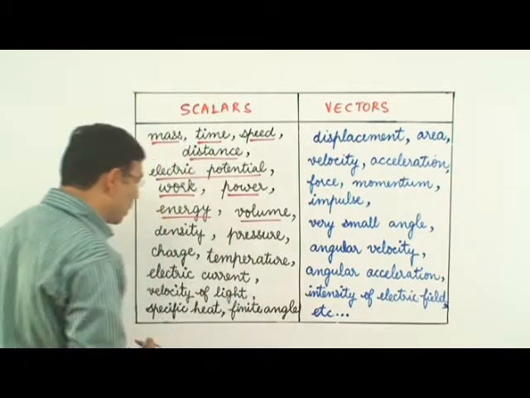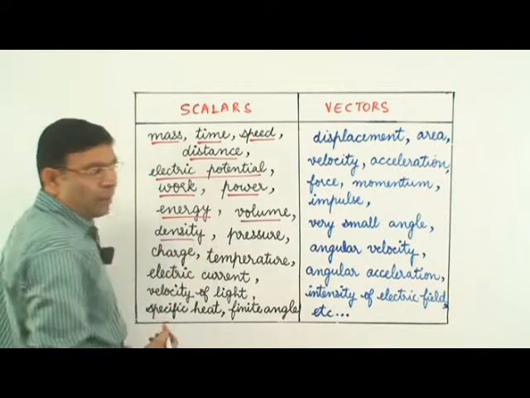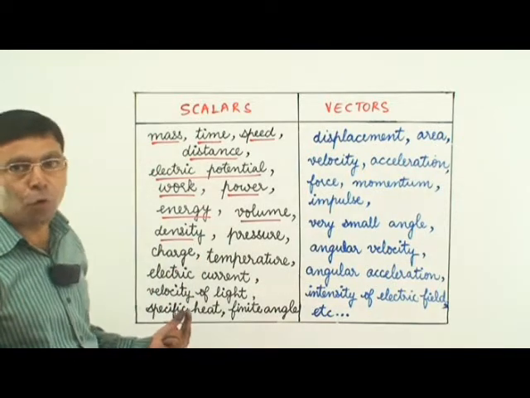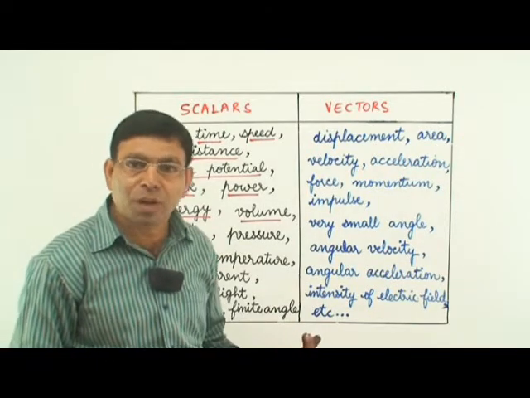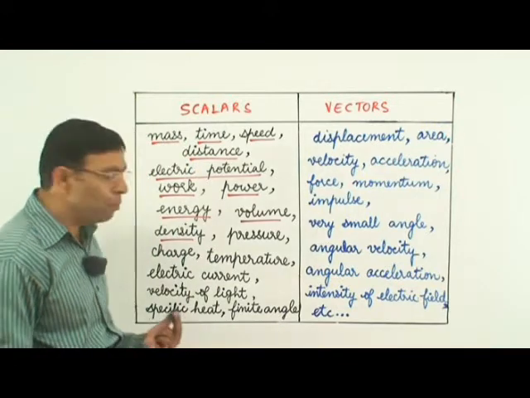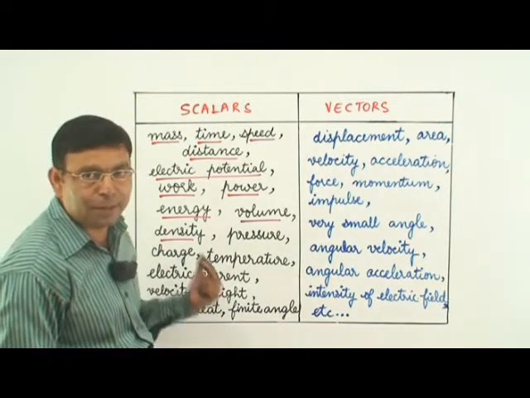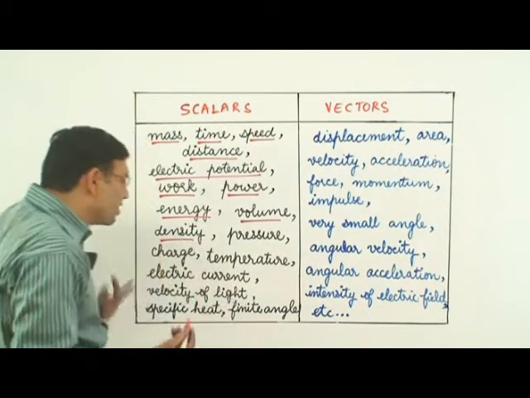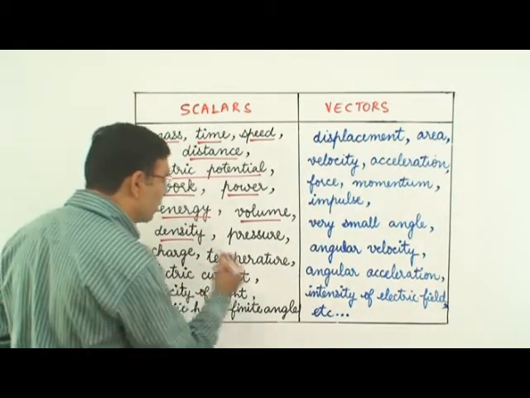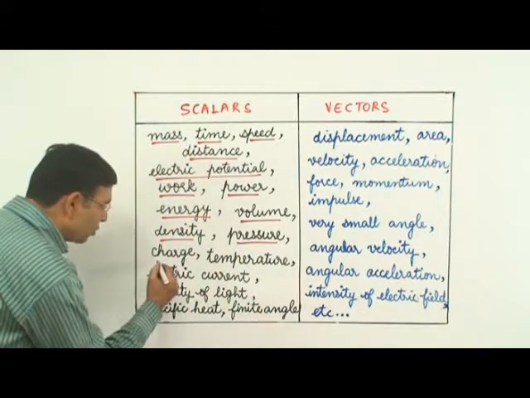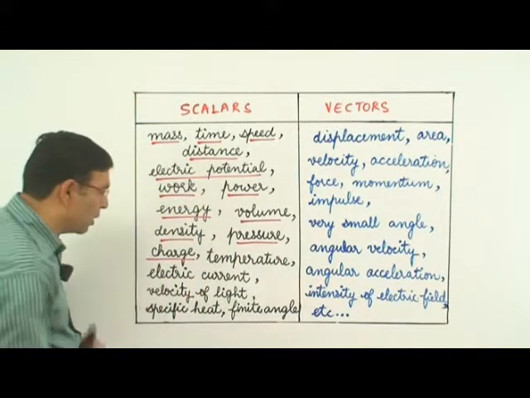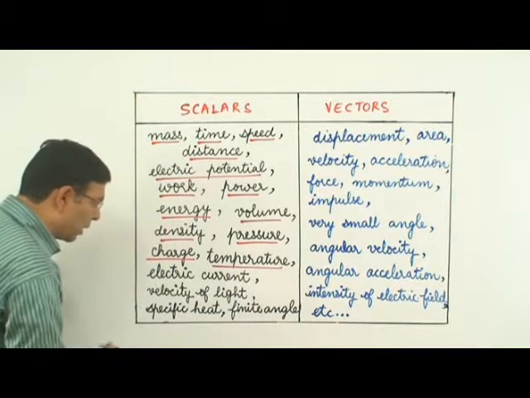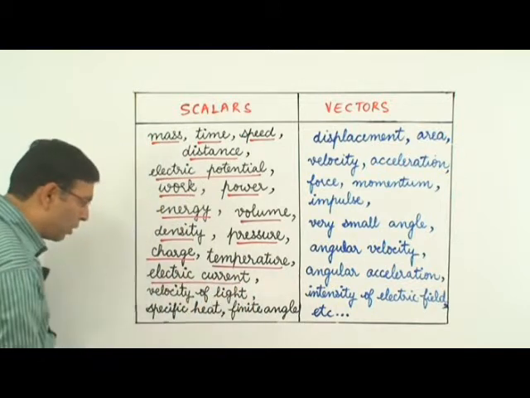Volume is a scalar quantity. Density of any quantity, you know, density of gold is 19.3 gram per centimeter cube, mercury 13.6 gram per centimeter cube, water 1 gram per cc. Or density of any quantity for that matter is scalar. Pressure is scalar quantity. Charge, electric charge is scalar quantity. Temperature is a scalar quantity. Electric current is a scalar quantity.